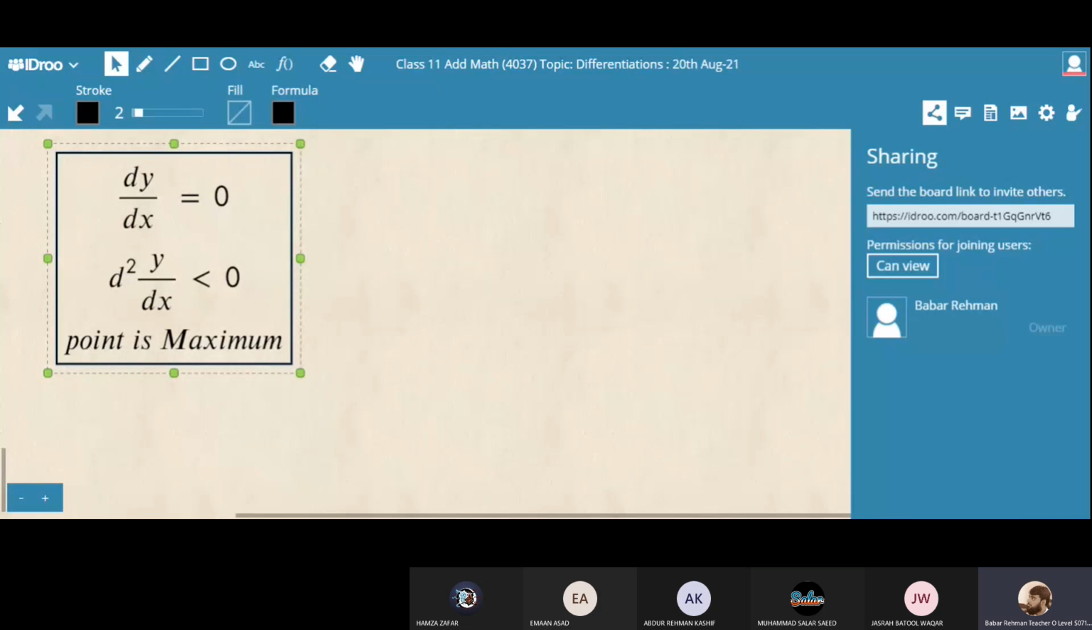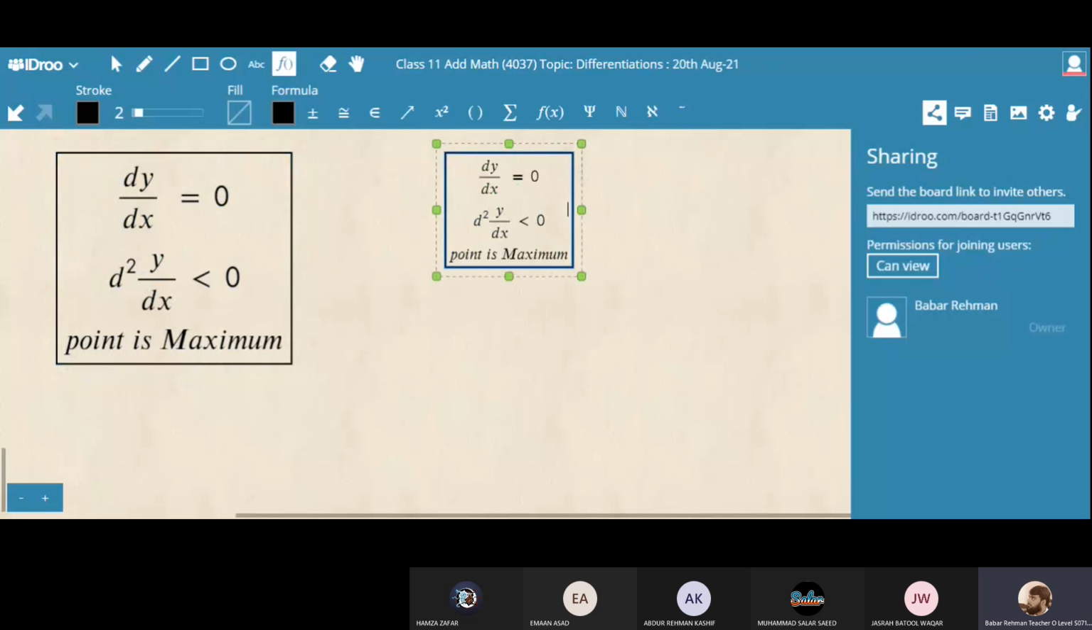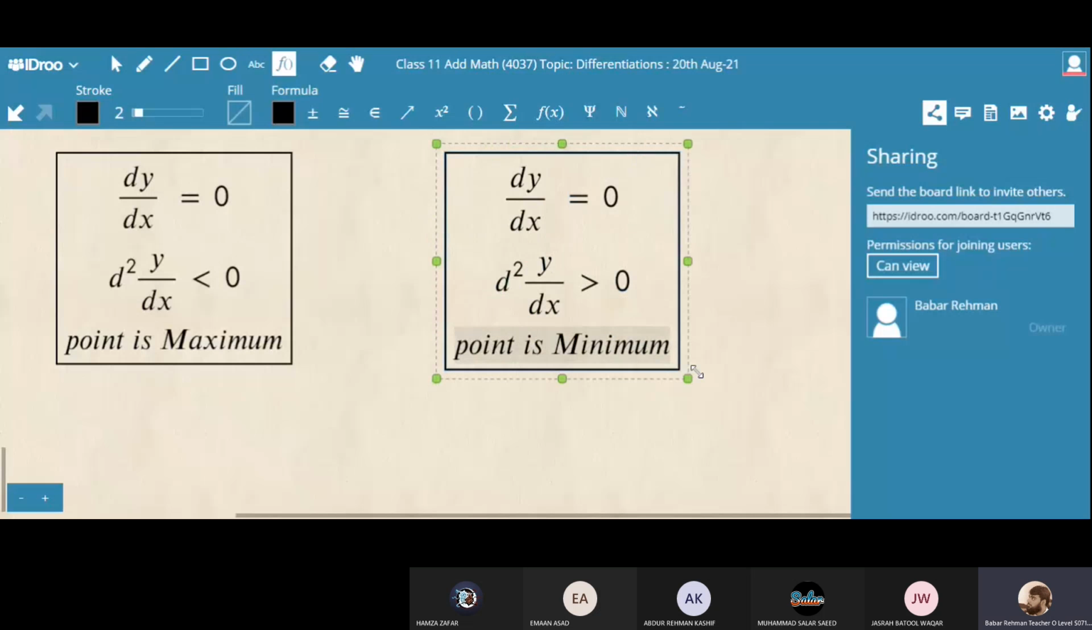Okay. So dear student, now again, if double derivative is greater than 0, the point is minimum. So these are called nature of derivative.